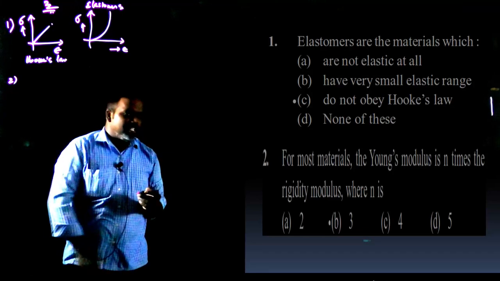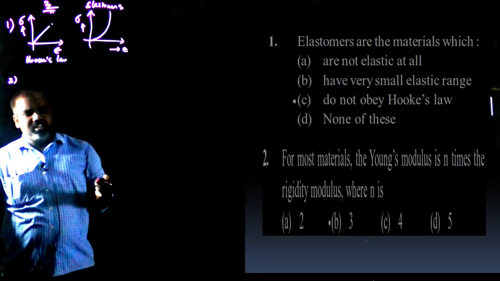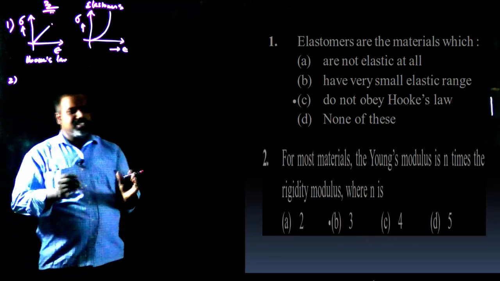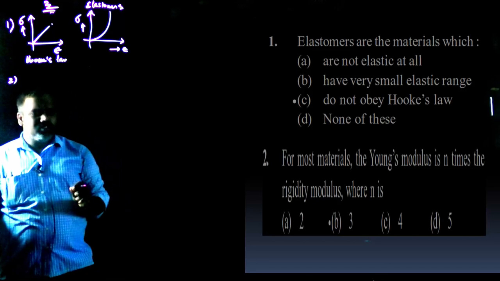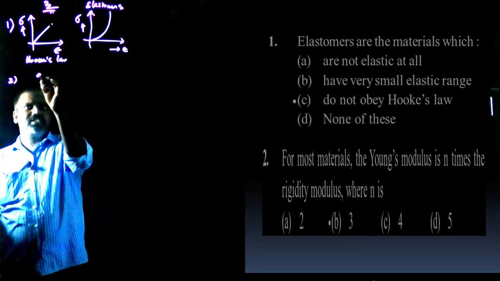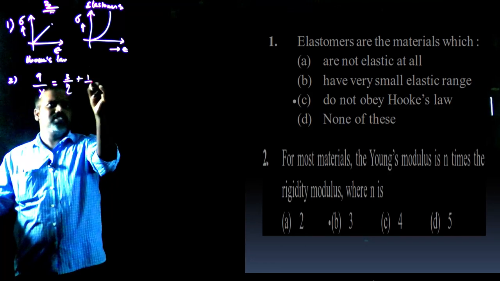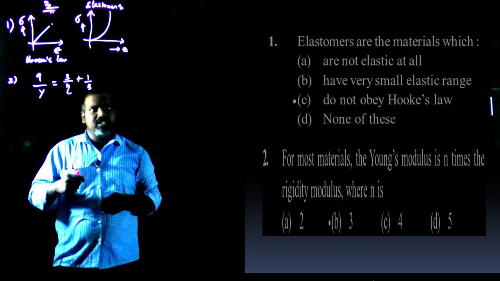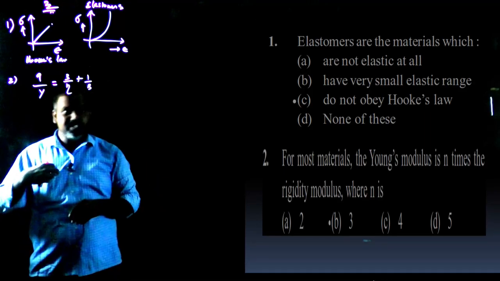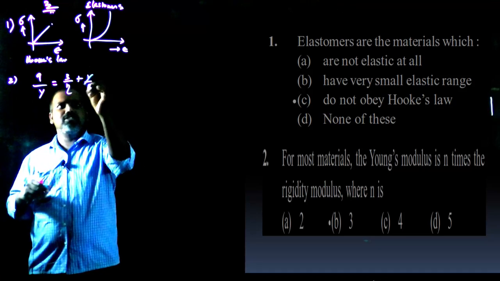For most of the materials, the Young's modulus is n times the rigidity modulus, where n is... In the last class I said you should memorize the set of standard results, the relations between the various elastic moduli or constants. One of the relations is 9 by Y equals 3 by eta plus 1 by B. But for most metals, or most solid materials, the compressibility 1 by B is negligible, so we can leave that.